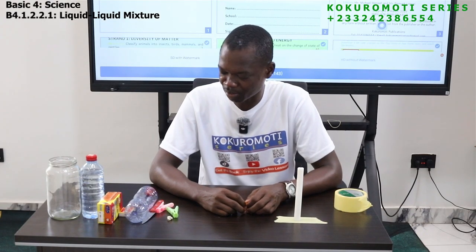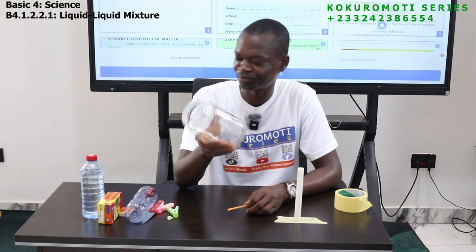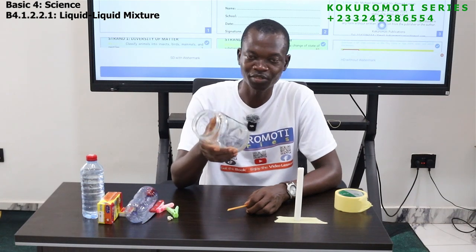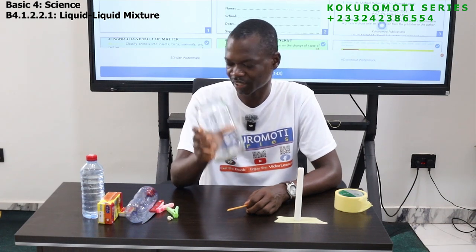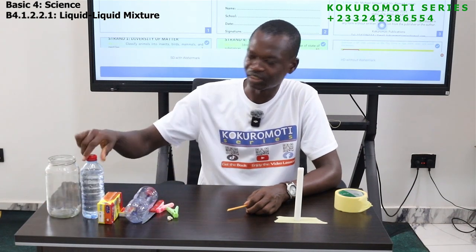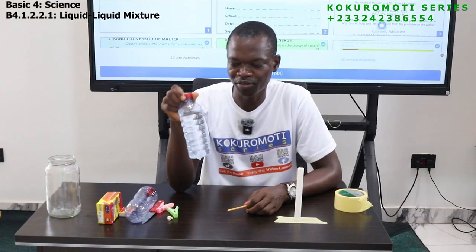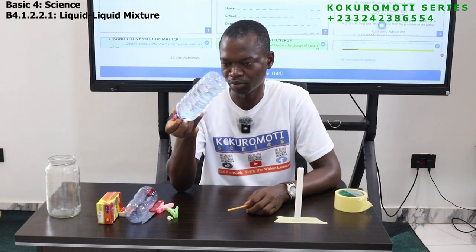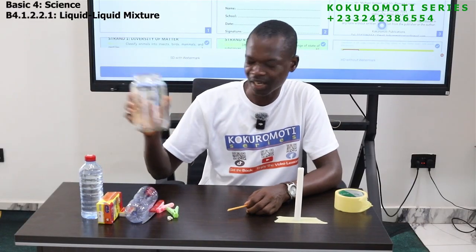So what I'm going to do now is to make the separating funnel with these materials. So first, let me introduce the materials to you. This is just glass jar. It's not one of the main things that I will need. This is water. So when I finish, I have to try it and see whether it is working well. That's why I have a bottle of water here. And I will also try it with the glass jar.